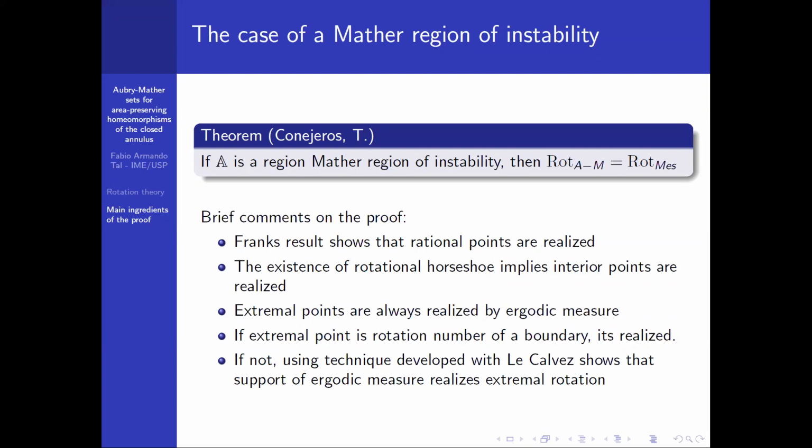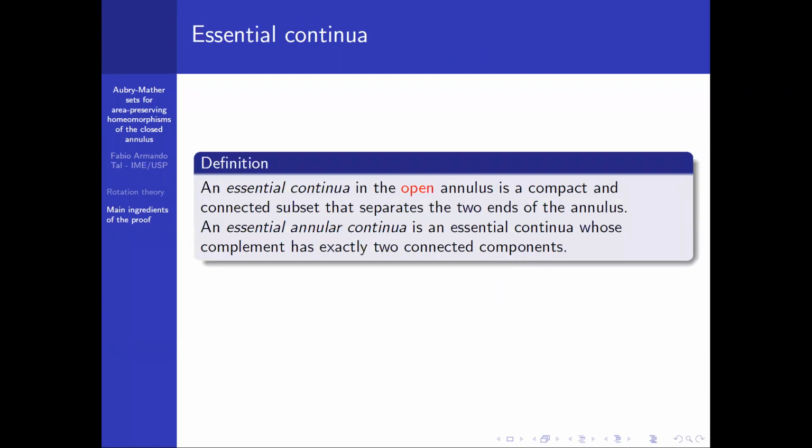I won't have time to discuss this, but the idea is that you use this forcing technique to show that, in reality, if this ergodic measure is not supported on the boundaries, then you have some sort of rigidity of displacement. And this rigidity of displacement shows that the support of the ergodic measure is going to be the Aubry-Mather set for the extremal points. So this will take care of the situation when you have a region of instability.